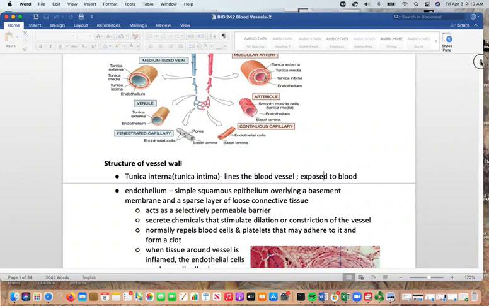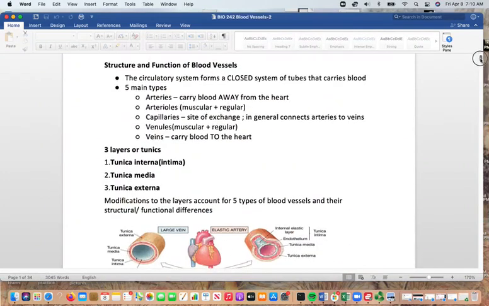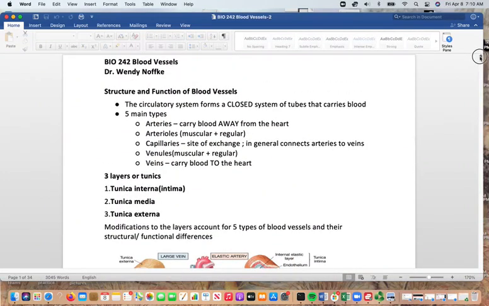Today we're going to talk about the blood vessels, and we're going to break this lecture into two parts, since it is fairly long and it can be a fairly challenging topic. So our blood vessels are part of your circulatory system. They are a closed system, a system of tubes that carry blood to and away from the location, and it stays within those tubes the whole time.